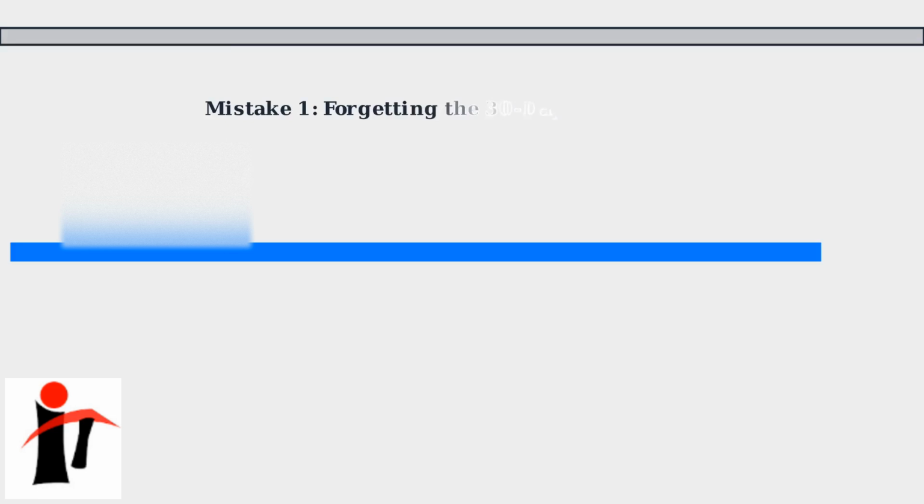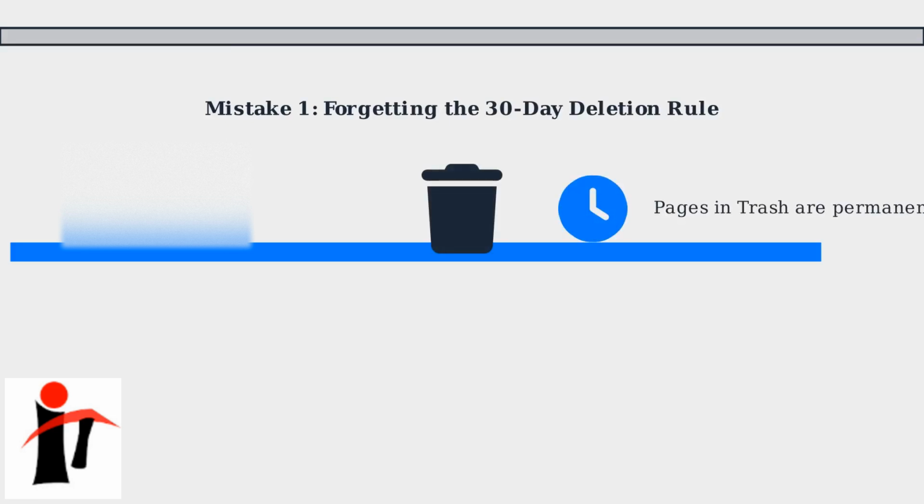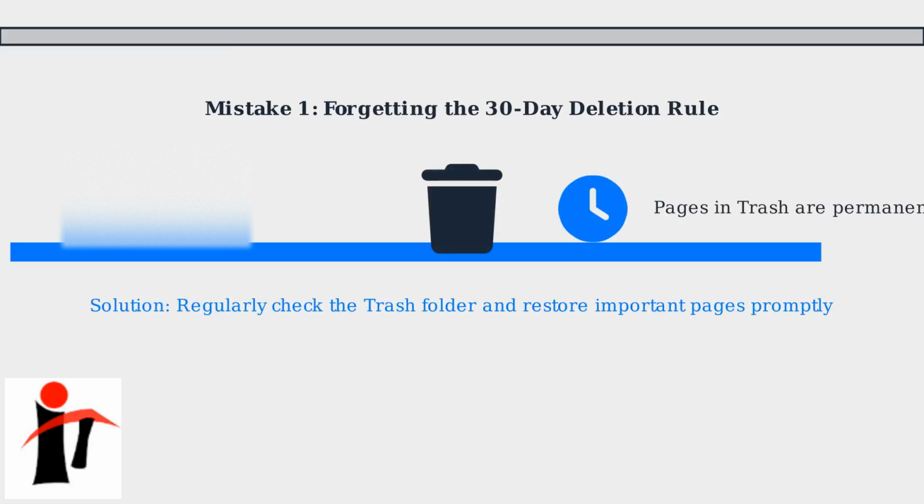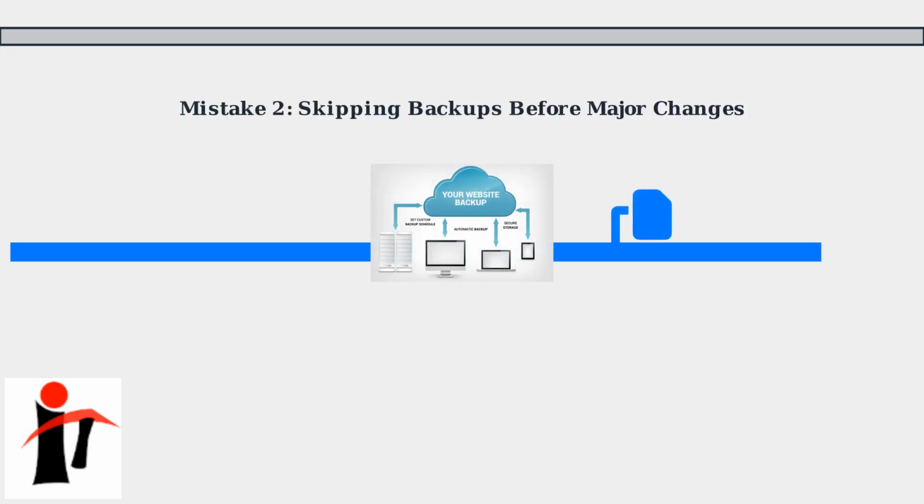One common mistake Squarespace users make is forgetting that deleted pages in the trash folder are permanently removed after 30 days. This can lead to irreversible loss of content, especially if you have important pages like product listings or blog posts that you might want to recover later. To avoid this, make it a habit to regularly check your trash folder and restore any pages you might need before the deadline passes.